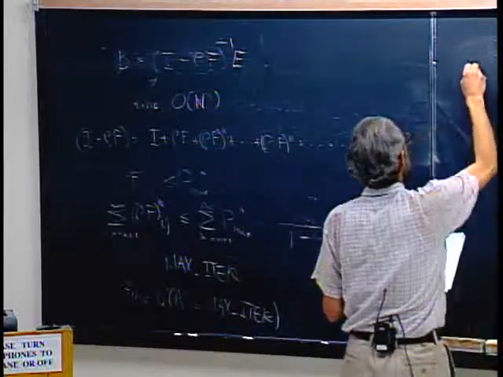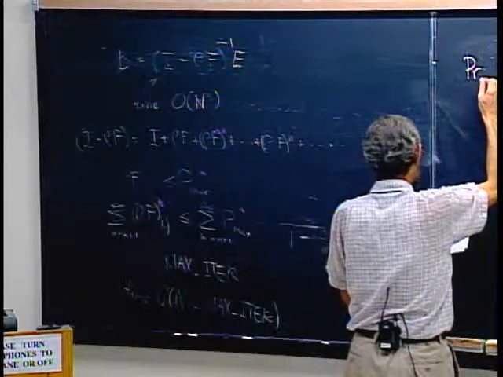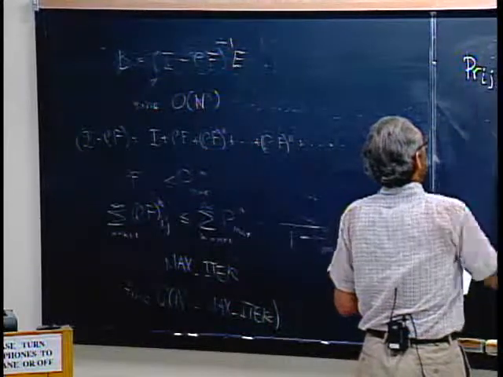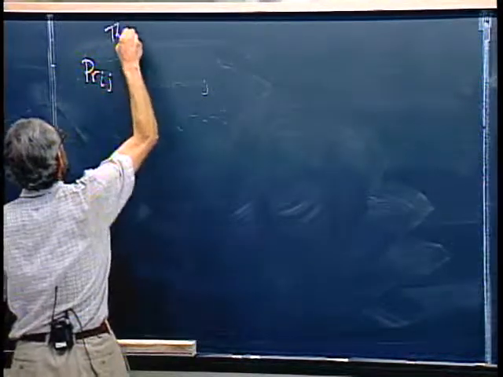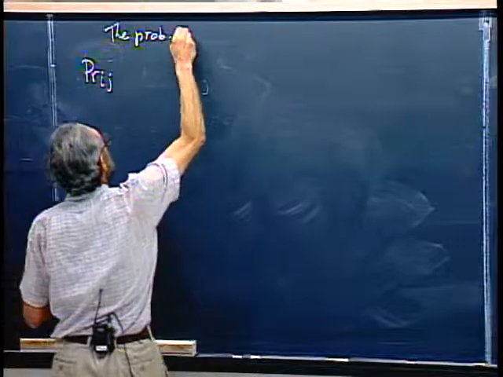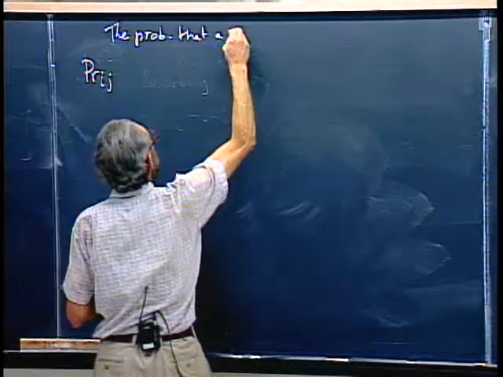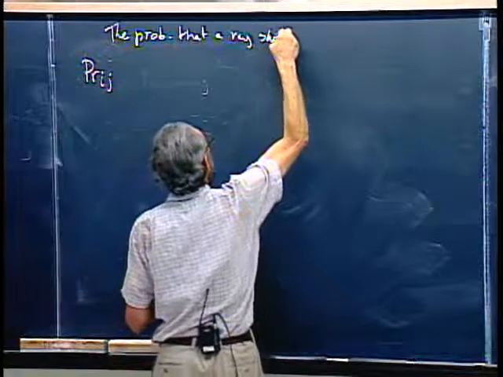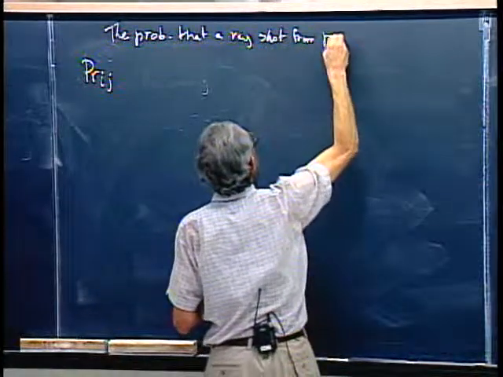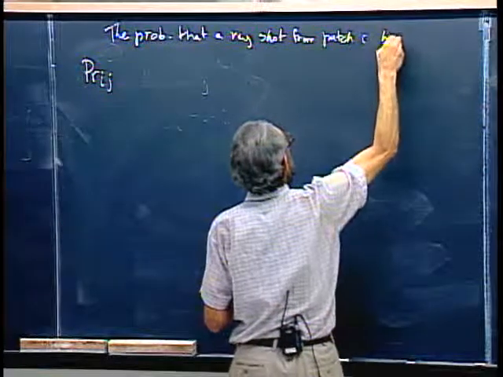Okay, so what I'm claiming is the probability of one of these rays starting from patch I, say, I guess I've got, let me keep my notes like this. The probability of starting from patch I and going to patch J is proportional to F_ij. So this is the probability that a ray shot from patch I hits patch J.